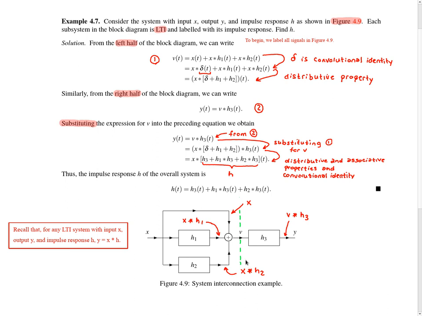So the first signal that we can label is kind of trivial. We can label this signal here, this top input to the adder, because if we trace back in the block diagram here, this is simply connected to X. So very trivially, this top input to the adder is simply X.